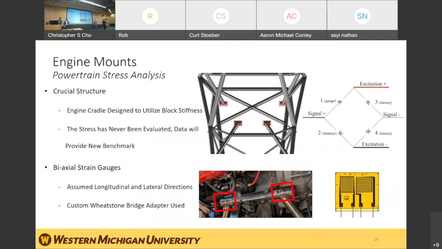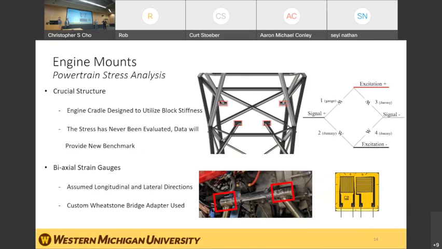To start our powertrain stress analysis, we're going to begin with the engine mounts. As the chassis highly utilizes the rigidity of the engine block to increase its torsional rigidity, these mounts are extremely crucial to the actual frame itself.